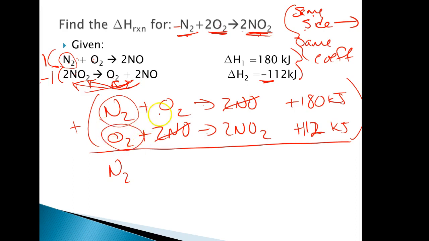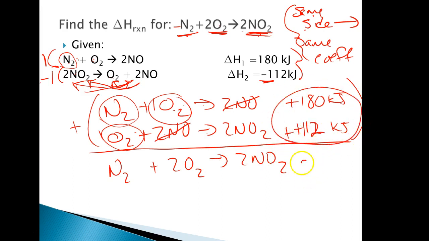But notice my oxygens. They're exactly the same, but they're on the same side of the equation. That means they add together. Well, I have one oxygen here, one oxygen there, gives me a total of 2. And that turns into 2NO2, and all I have to do is add these numbers up as well. So 292 kilojoules. And that's what they're looking for.